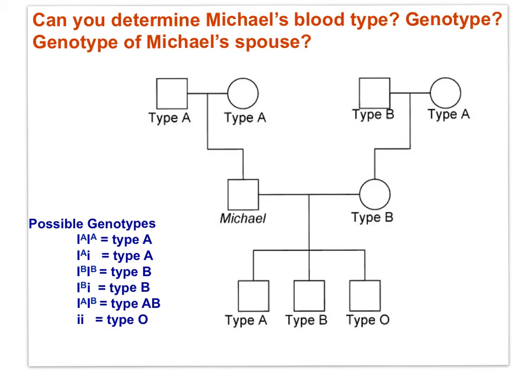Here is an ABO blood group question. Can you determine Michael's blood type, his genotype, and the genotype of Michael's spouse?